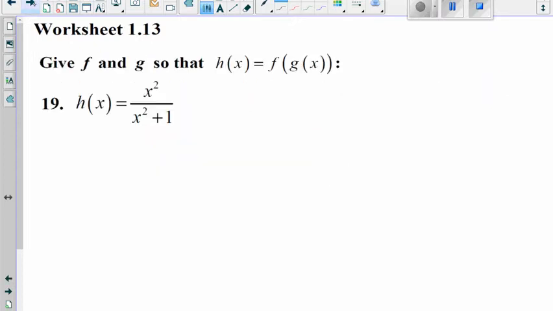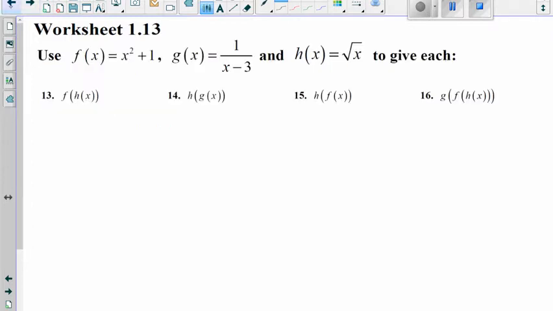Next, we've got number 16. G of f of h of x. So g of f of h of x, 3 functions, one inside each other each time. We are going to pay attention to the domain issue on these.